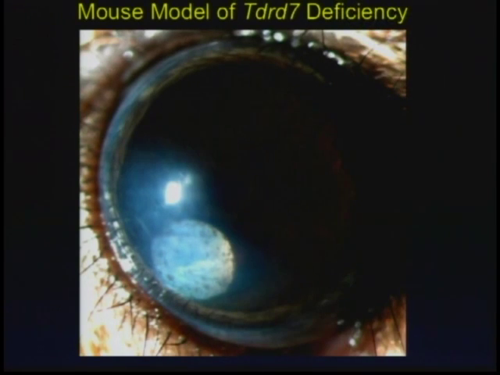And what has happened is the lens has disrupted the posterior part of the capsule, managed to float from the back of the eye to the front of the eye and enter into the anterior chamber, and this is the fibrous lens sort of floating around in the anterior part of the mouse eye. This is not supposed to happen really. So it's a very dramatic phenotype when Tdrd7 deficiency is generated in mice.